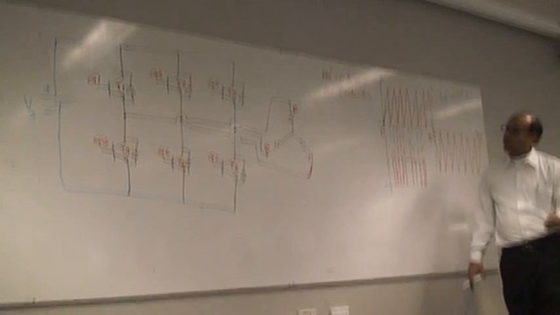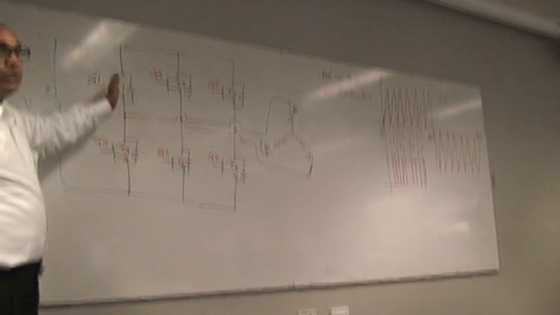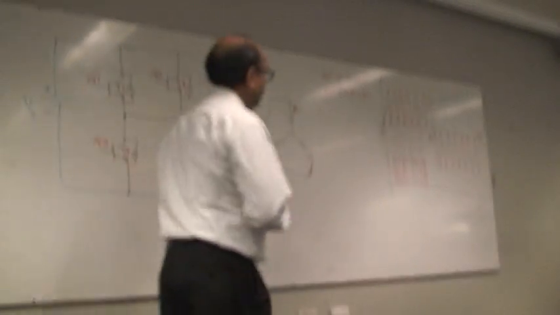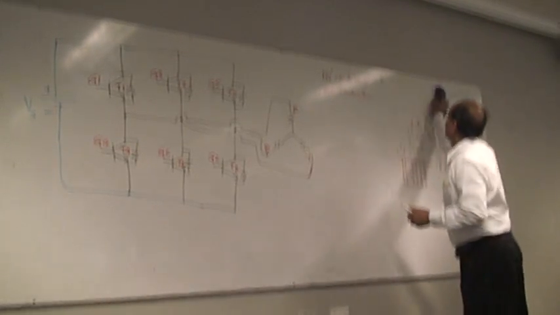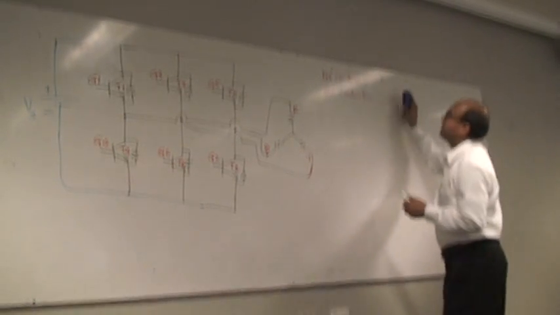So you start with G1. After 60 degrees, you give G2. After another 60 degrees, you give G3. After another 60 degrees, G4, then G5, then G6. Then you come back again to G1 and repeat. So 60 degrees is the delay for this gate sequence. And for example, we go for 180 degree conduction.